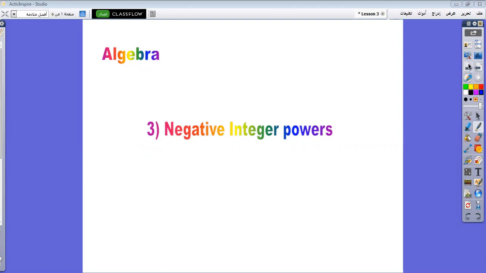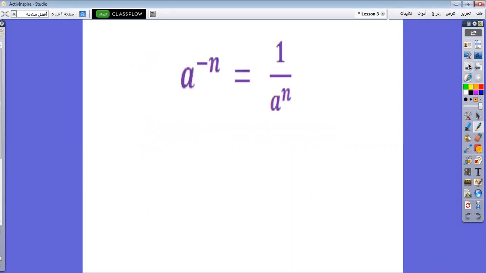Okay, the first rule is: if you have a number with a negative power, like a power negative n, it will equal 1 over a power n. So firstly, you have a negative power. If you want to turn it into a positive power, you should get the multiplicative inverse of this number. So you have a power negative n over 1, and if you want the power to be positive, it will be 1 over a power n.